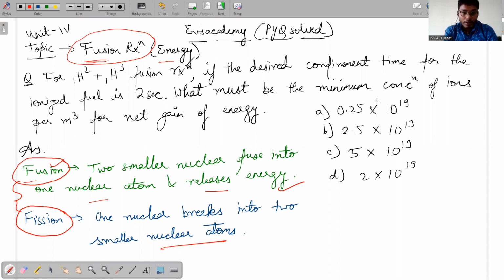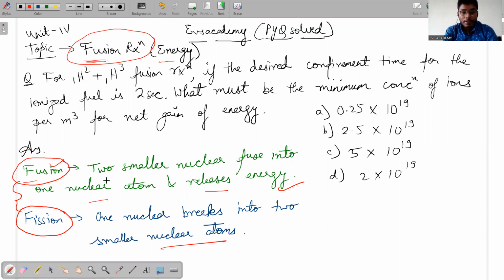Today, we will discuss one very important question which comes from the energy and environment unit, and which is repeated in every alternative exam, based on the fusion reaction. In nuclear energy, there are two types of reaction: first is fusion and second is fission.